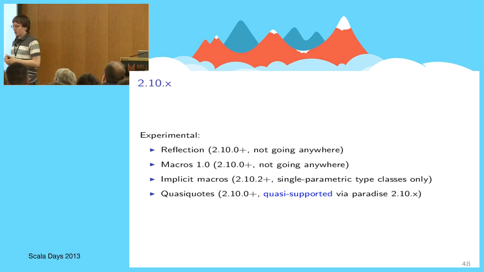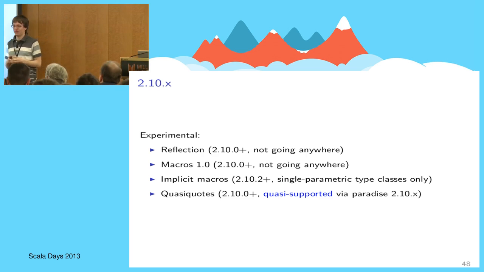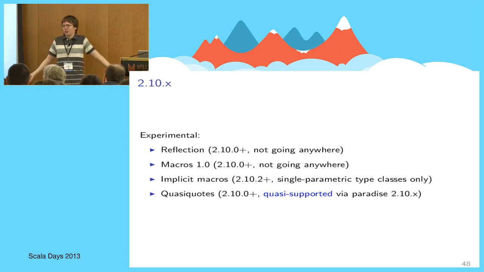But on the bright side, we have managed to sneak in some features. For instance, the recent 2.10.2 release contains some subset of implicit macros. We have been using it to great effect in the Scala Pickling project that Heather will present in the afternoon. Be sure to attend. And you can use them right now in 2.10.2. Well, that was unexpected even for me.